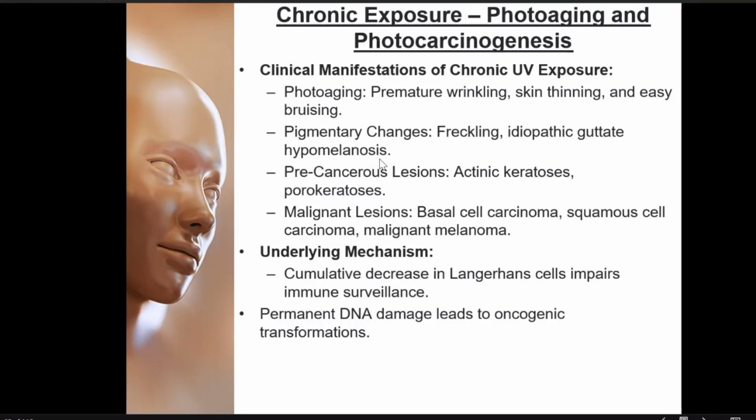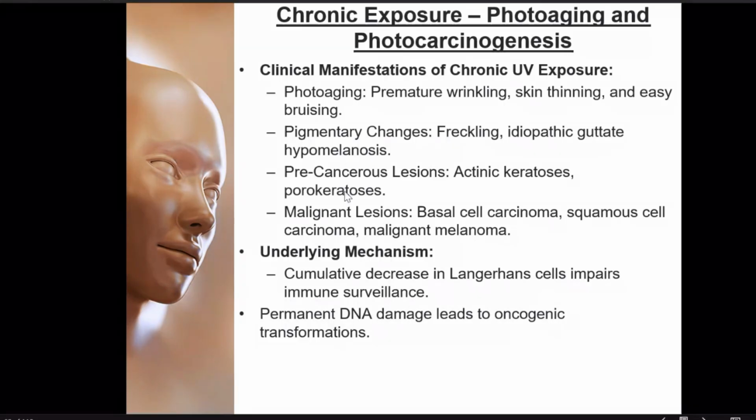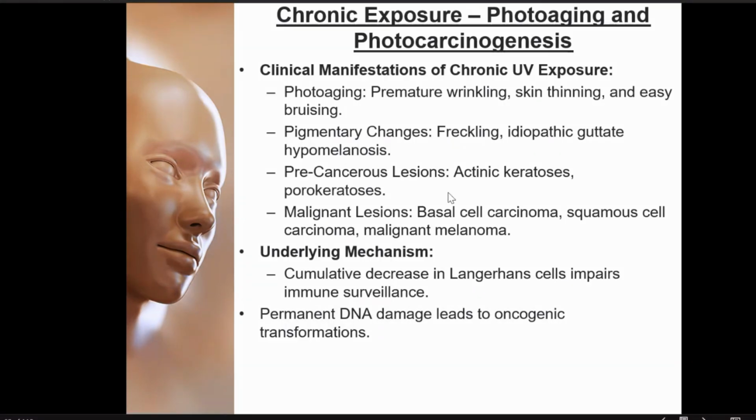In the pigmentary changes, you can see mottling, idiopathic guttate hypomelanosis. Precancerous lesions like actinic keratosis and other keratoses can be seen. Malignant lesions like basal cell carcinoma, squamous cell carcinoma, and malignant melanoma can also be seen, due to this chronic exposure and phototoxicity.